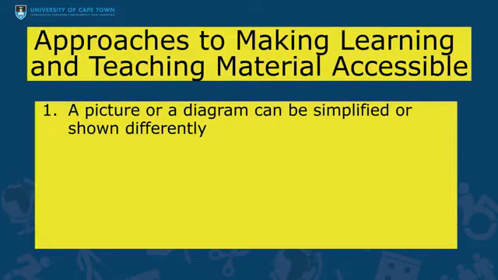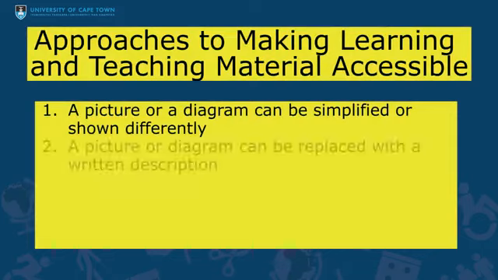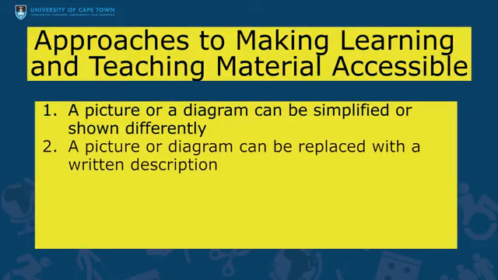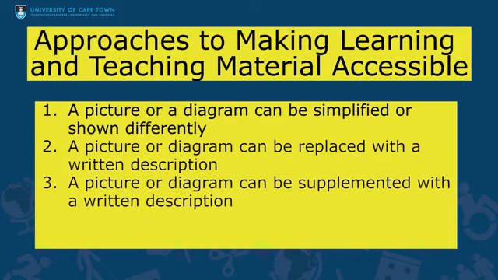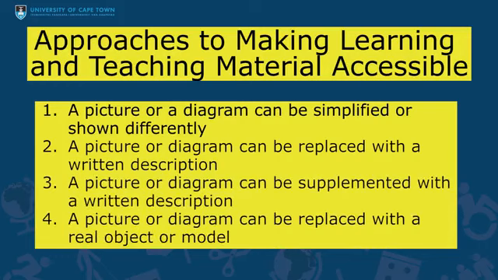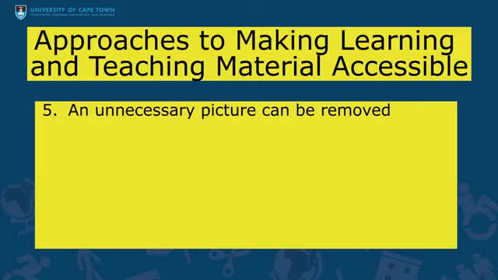A picture or a diagram can be simplified or shown differently. A picture or diagram can be replaced with a written description. A picture or diagram can be supplemented with a written description. Or a picture or diagram can be replaced with a real object or model. An unnecessary picture can be removed.